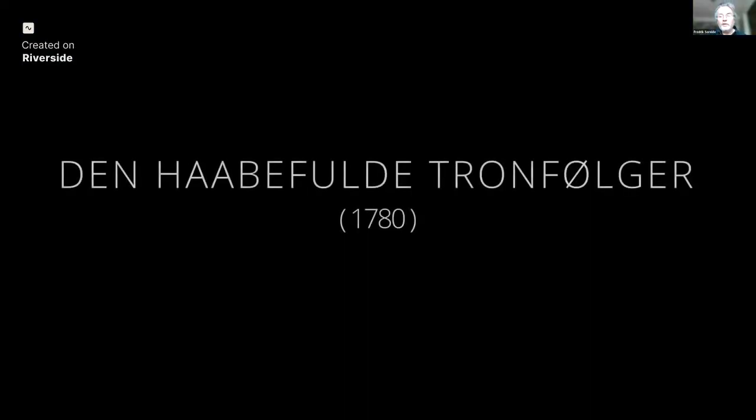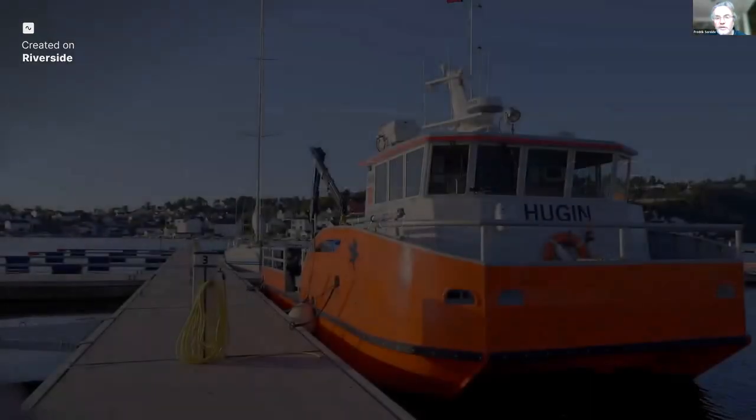So there we go. It's just about 2 minutes. It shows a little bit of what we're doing with ROVs on the deep water.